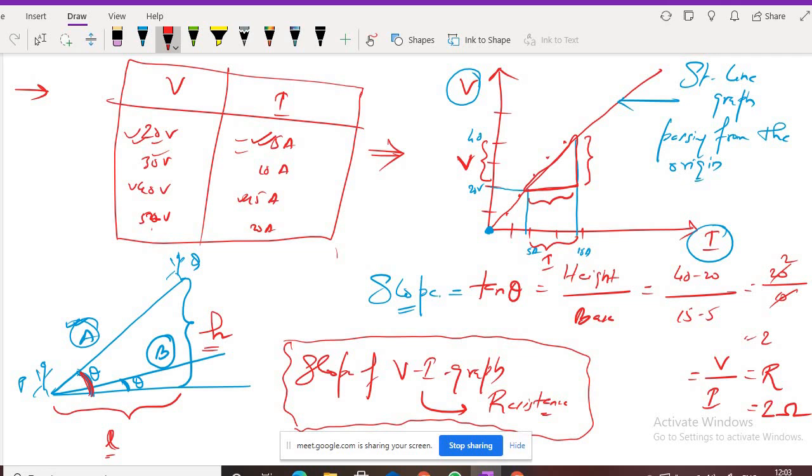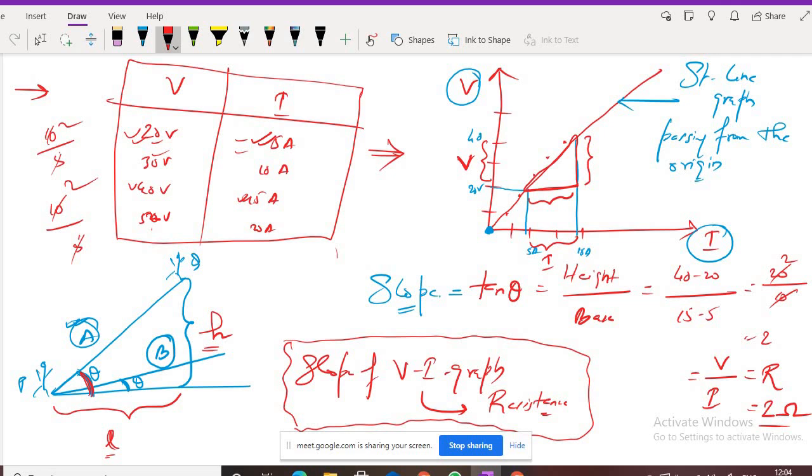See how the answer is the same: 50 minus 40 is 10, and 20 minus 15 is 5. So 10 by 5 is 2. Again, 2 is the answer. Have you checked like this? Again, 40 minus 30 is 10, and 15 minus 10 is again 5. So 10 by 5 is 2. So you have to choose wisely.